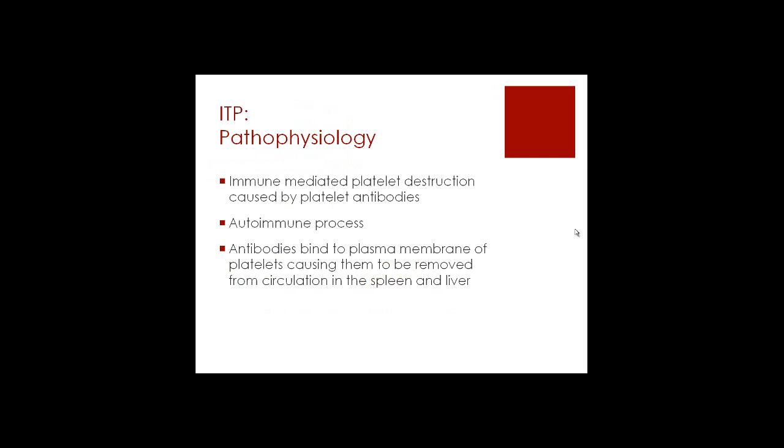Now, ITP is the immune-mediated platelet destruction caused by platelet antibodies. So this is an autoimmune process. Antibodies bind to plasma membrane of the platelets, causing them to be removed from the circulation in the spleen and the liver.